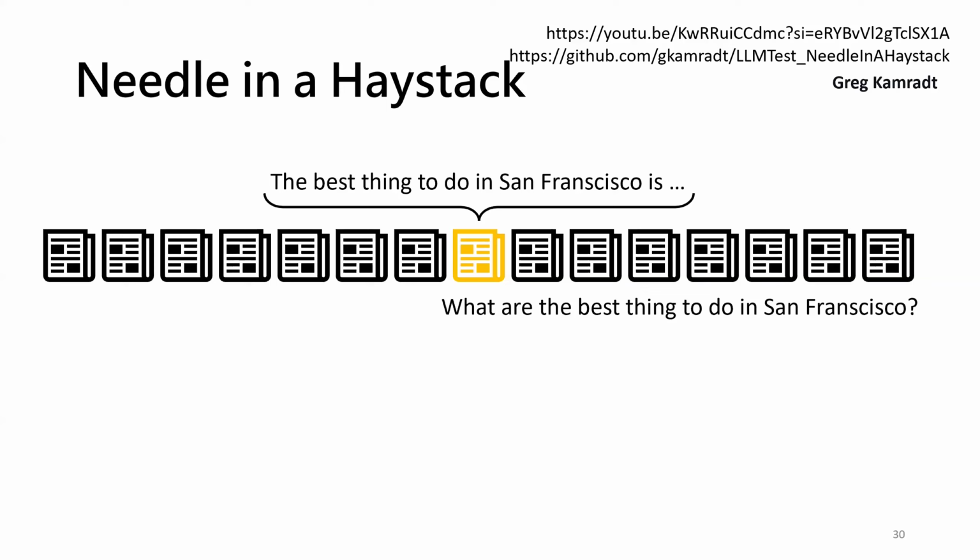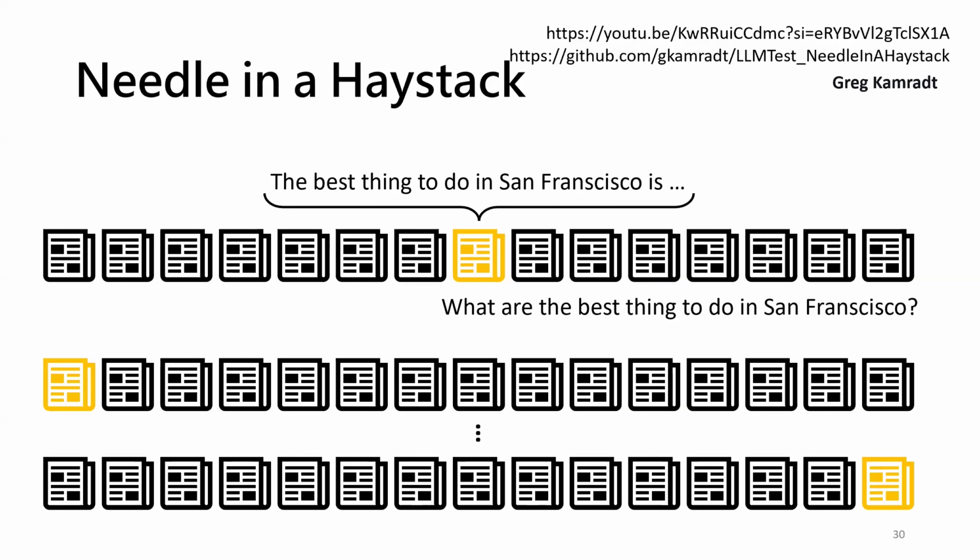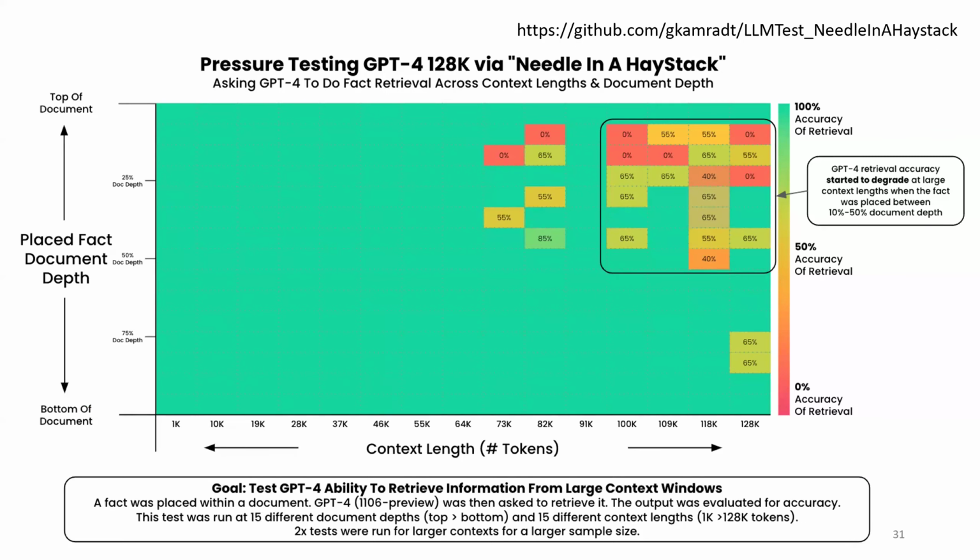So the research question is, can the large language model still retrieve the needle accurately as we increase the length of the document and as we put the needle in different positions of the document? Let's see how this plays out with GPT-4. At shorter lengths, GPT-4 does a great job because the embedding space is easier to navigate.